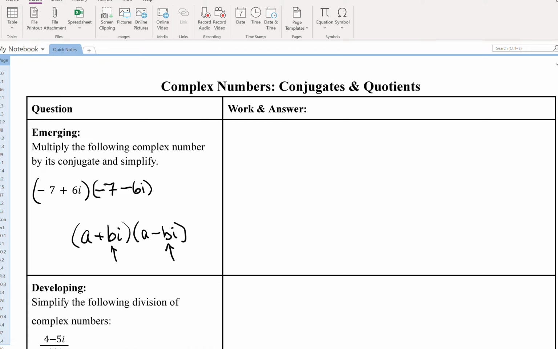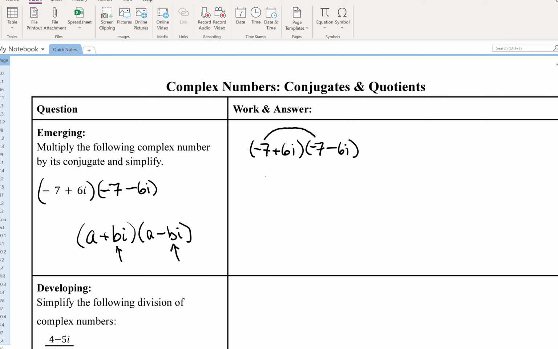And so if I multiply those out, and I can do this in a number of different ways, I'll do this one just with the distributive property. Negative 7 plus 6i times negative 7 minus 6i. The first product I would get is negative 7 times negative 7. Negative times negative is positive, so that's 7 times 7, 49. And then I've got negative 7 times negative 6i. Again, negative times negative is positive. 7 times 6 is 42. I've got 42i.